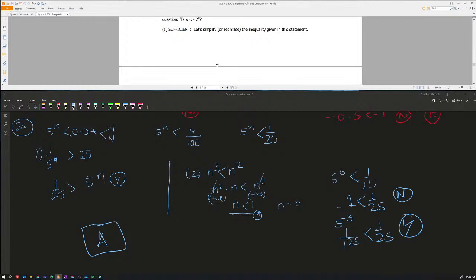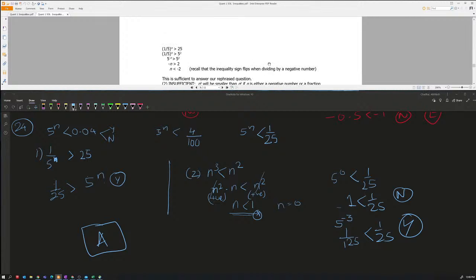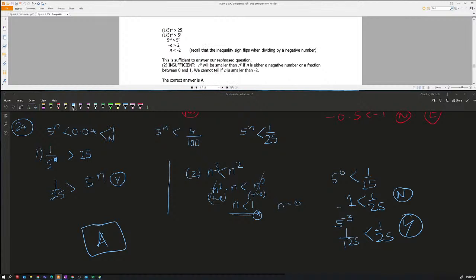Okay, let's simplify and rephrase the inequality of the given statement. So 1 upon 5 power n is also there. Then the same thing, we have done it in a different way, which is a little easier way, I thought. And the second one is insufficient because n cube is smaller than n square, which means n is either a negative number or a fraction between 0 and 1, so we cannot tell if n is smaller than minus 2.